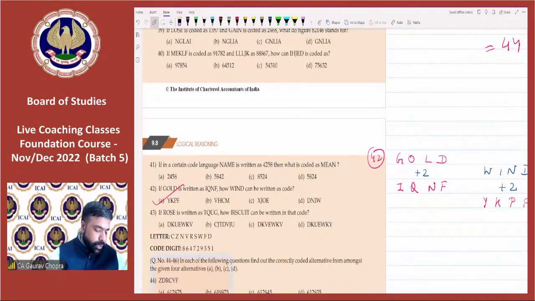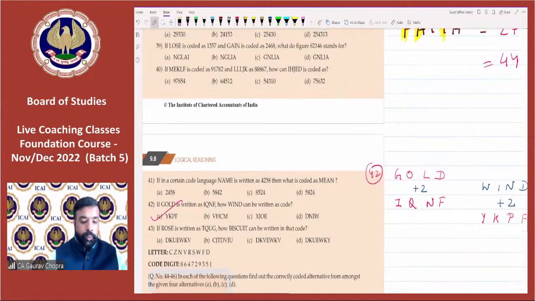Then Divya is asking to take 40, 41. Diksha is asking for 40. Bhumika is saying 44. Okay. So let's take 40, 41, and 44 also. Now, in question number 40, MEKLF is coded as 91782. Triple L, J, K is coded as 888 6 7. Then IHJED. So we have to extract from here.